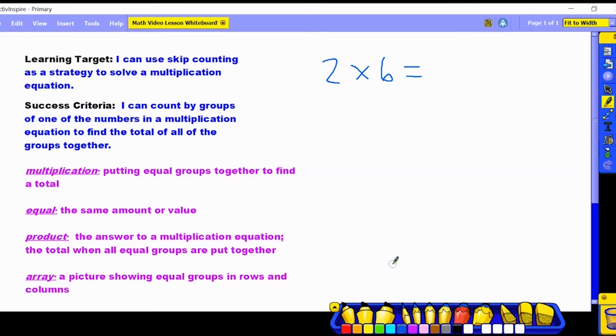And since we earlier looked at an example where we counted by twos because one of the numbers in our equation was 2, that might be a good number to count by for this example. I'll give you a few seconds to try counting by twos to solve 2 times 6, and then we'll talk about the answer.